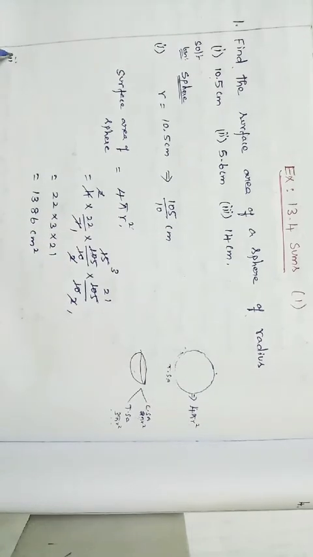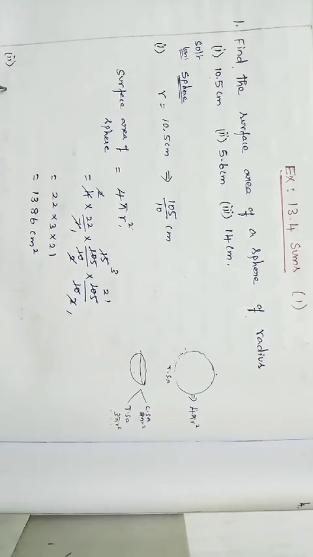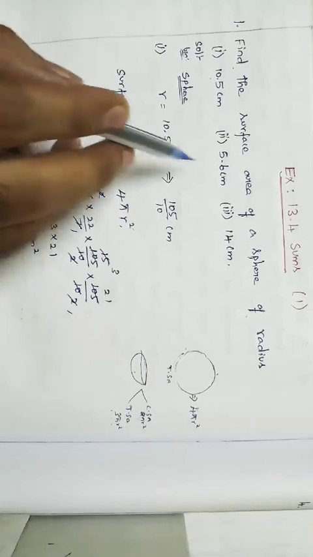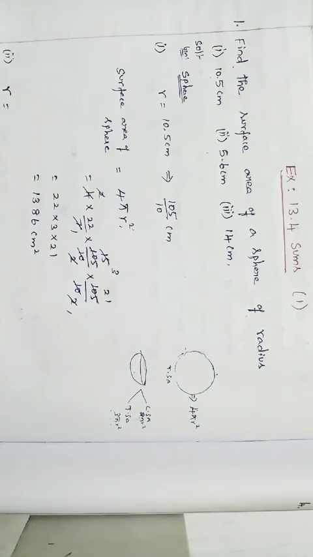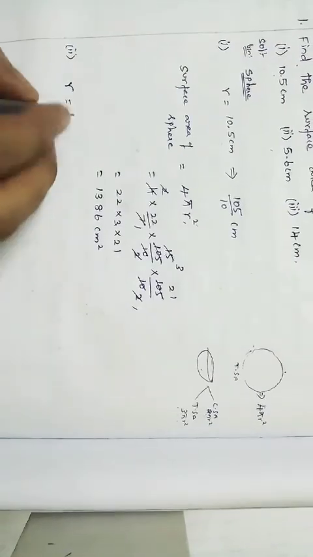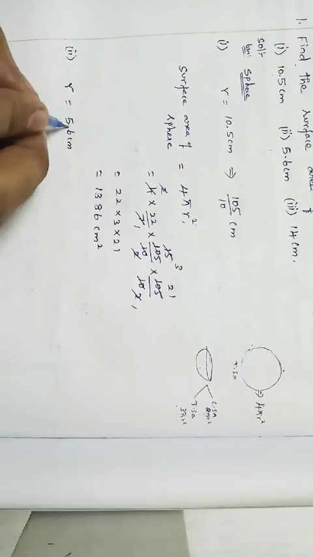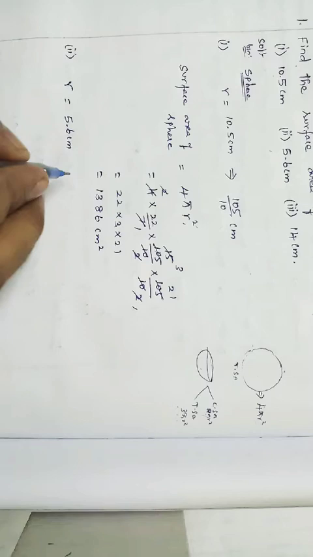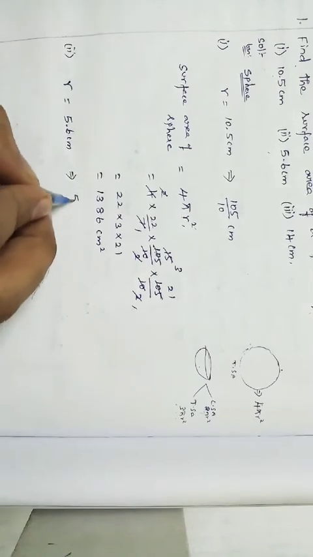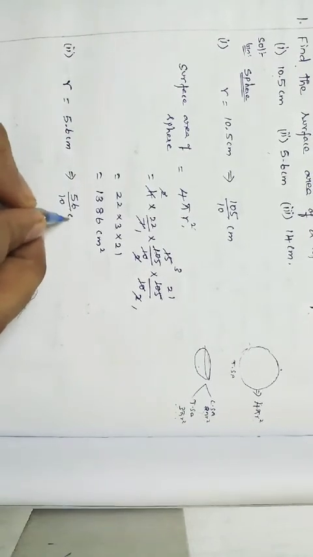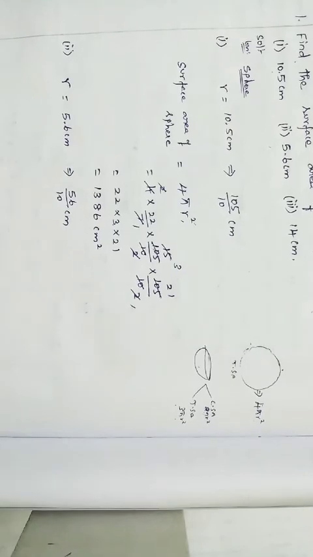Next, subdivision number 2, radius of a sphere, right? R, radius of a sphere is equal to 5.6 centimeter. I told you that it is in the form of decimal. So better what we want to do, we have to convert it in terms of fraction, right? So 56 divided by 10 centimeter. Now what we want to find?